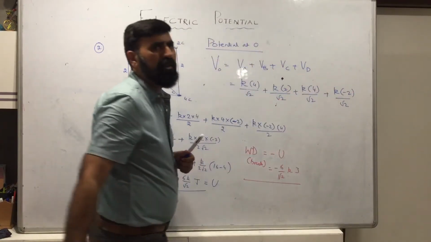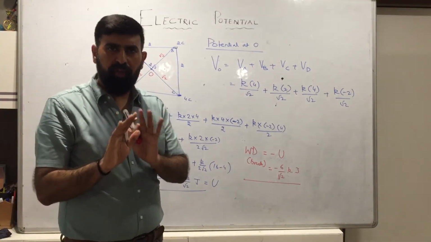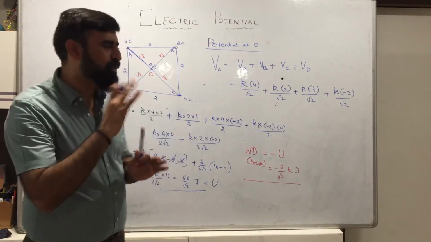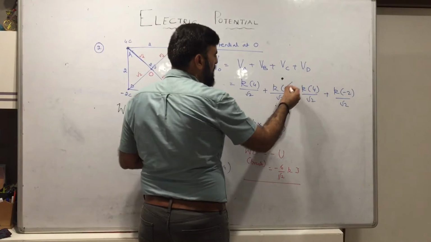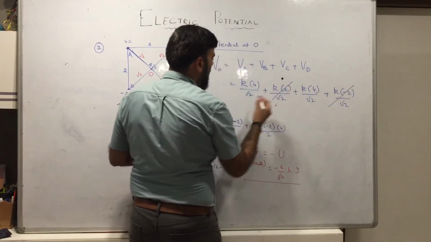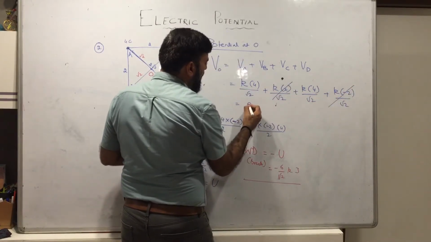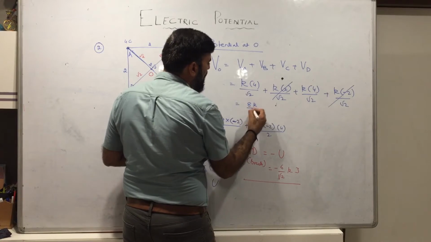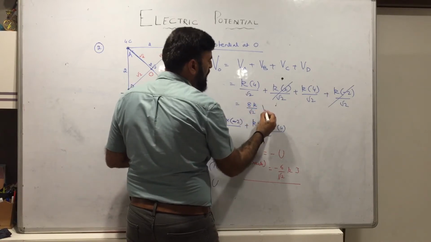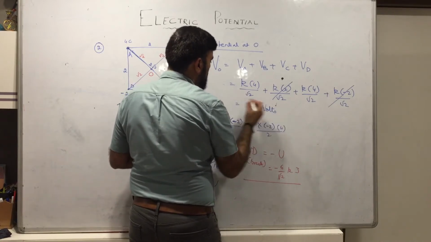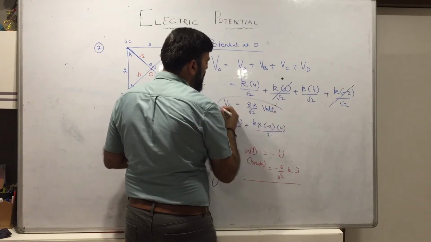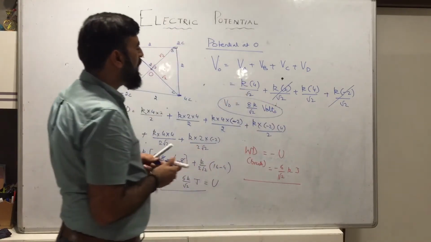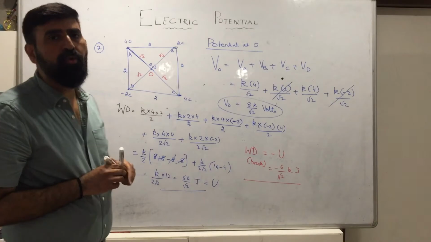Remember, I have to take the sign of the given charge. Whatever sign of the charge is given, I have to take the same sign in the potential. This term goes off. This is the same, so I think this will be 8K upon root 2. And what will be the units? Units will be volts.